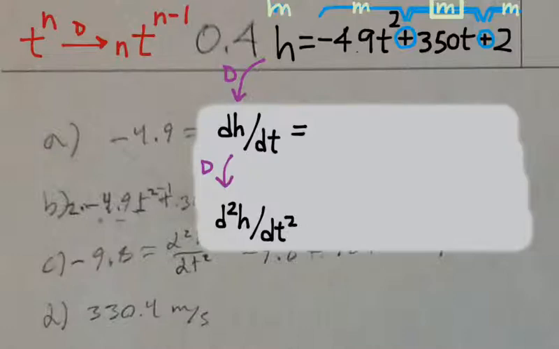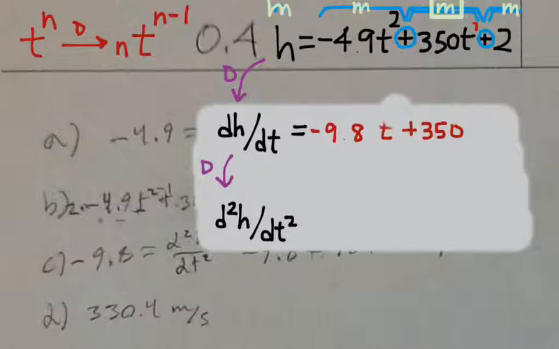So for negative 4.9, you would do 2 times 4.9, and then it would be 2 minus 1 of the exponent. So the exponent becomes 1 now, and that would be negative 9.8 t. And then for 350, you would do the same thing. It would just be plus 350 because it's already in t to the first. This is really t to the first up here.